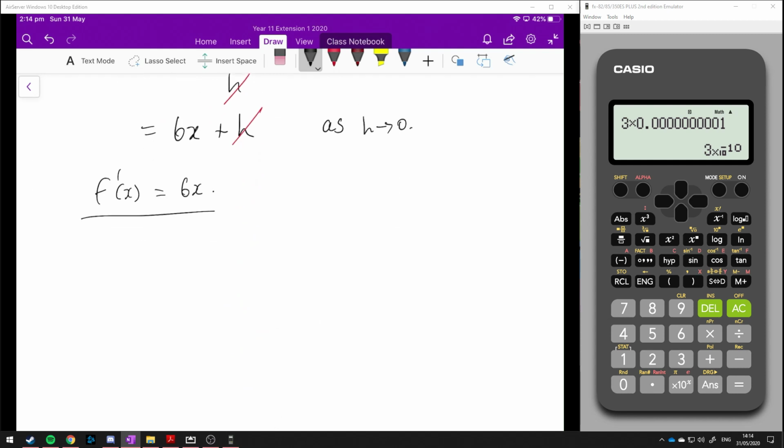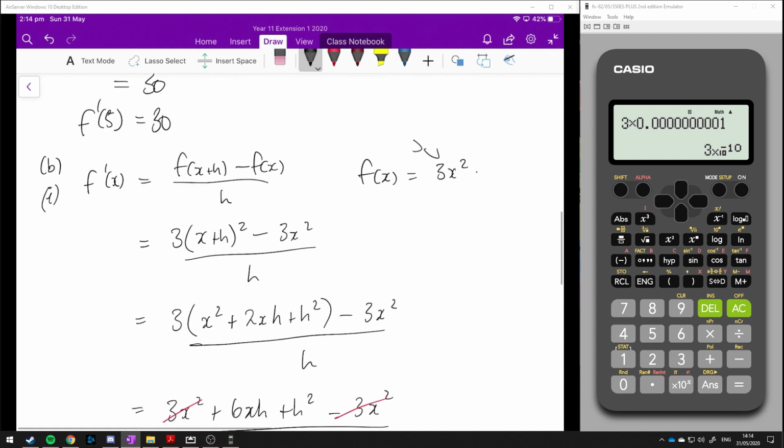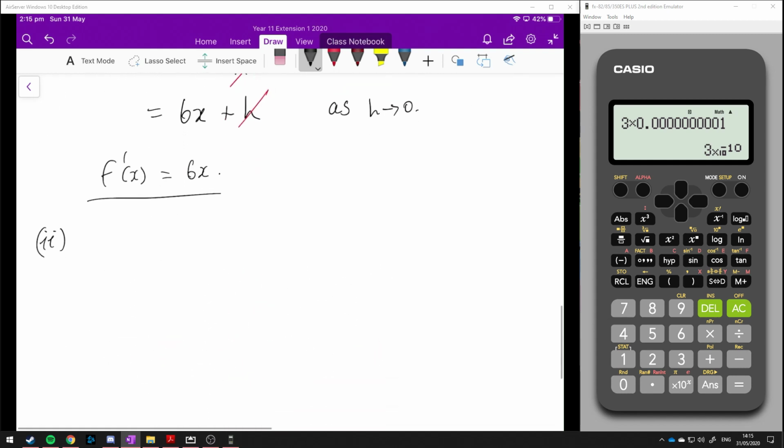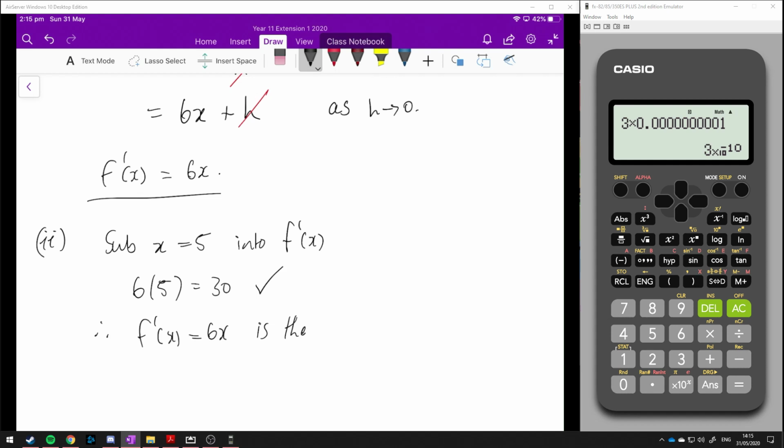Now, part 2 of this part B, so I better put the part 1 up here. Part 2 says substitute x equals 5 to confirm that f dash of 5 is equal to 30. So sub x equals 5 into f dash of x, and we get 6 lots of 5, which is equal to 30, which is the same as above. Therefore, f dash of x equals 6x is the derivative. And this is more like the generalized derivative of f of x equals 3x squared.